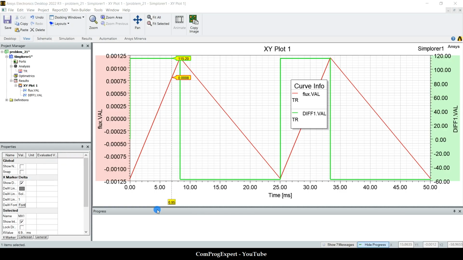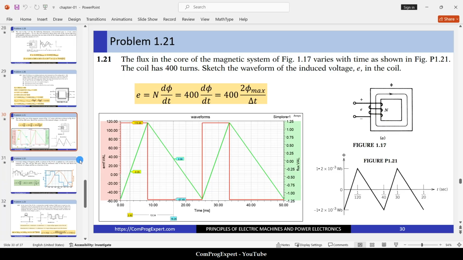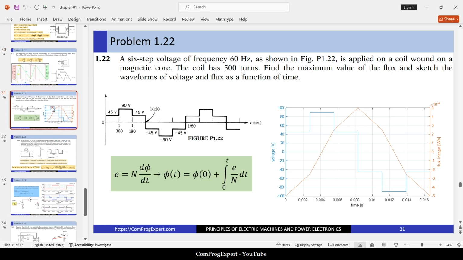So now let's go for the next problem. Problem 22.